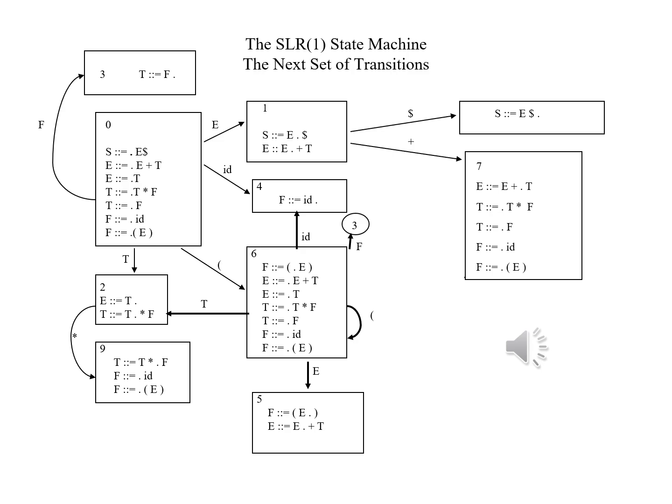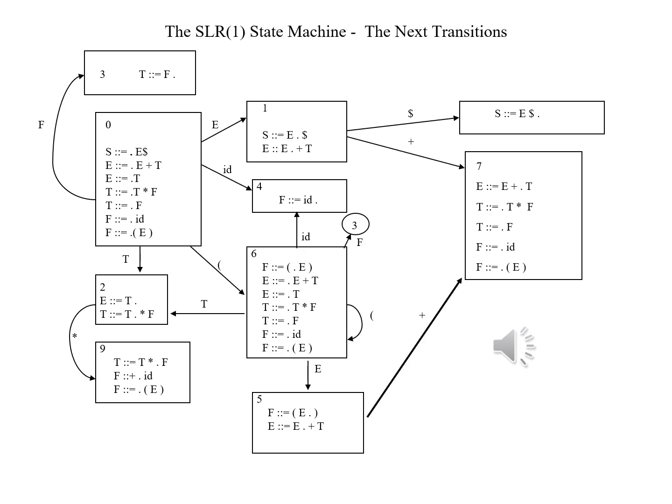The last transition from state 6, but not the least, is on E to state 5, where in state 6 I have F derives open parenthesis dot E close parenthesis. In state 5 I have F derives open parenthesis E dot close parenthesis. I also have E derives dot E plus T, which will become in state 5 E derives E dot plus T. In both cases, the dot is before terminals, so there is no need for initial items to be added here.